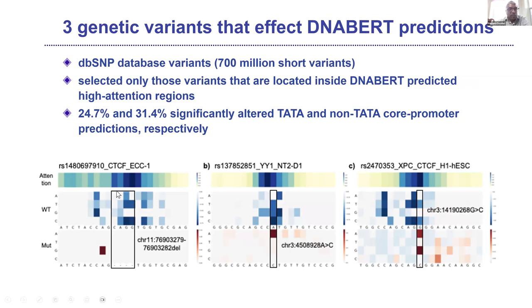And these are three examples here. One is the CTCF binding site, the first one. The second one is the YY1 binding site affected. And the third one is XPC, another CTCF binding site in the XPC promoter. All of these are experimentally known to affect these binding sites, but the SNPs themselves were not known. In the GWAS study, these SNPs have been implicated in the corresponding disease. So we are discovering these kinds of functional sites linking to the disease.